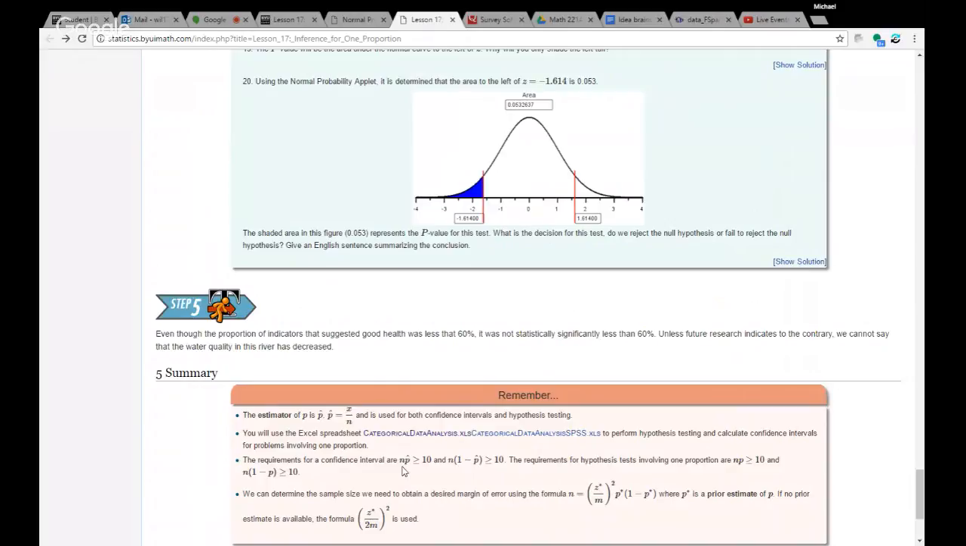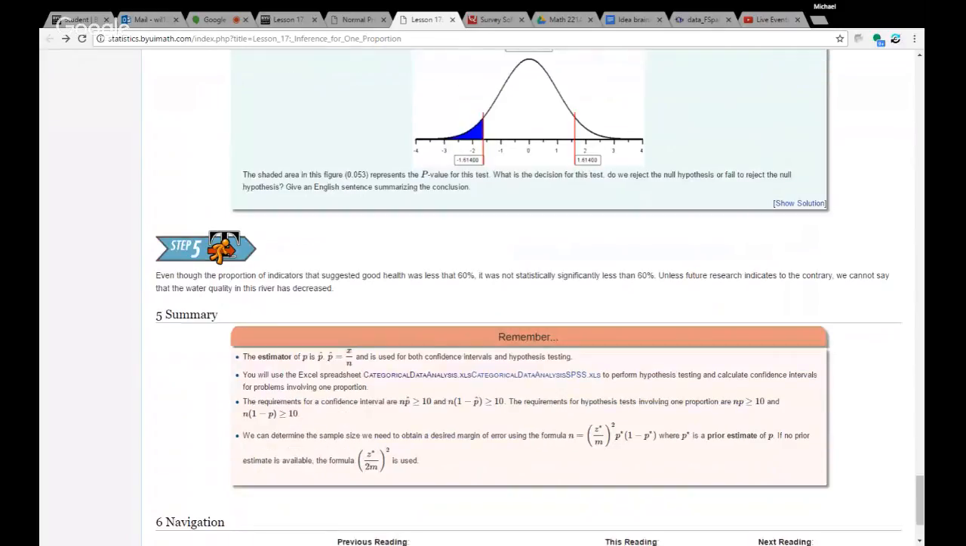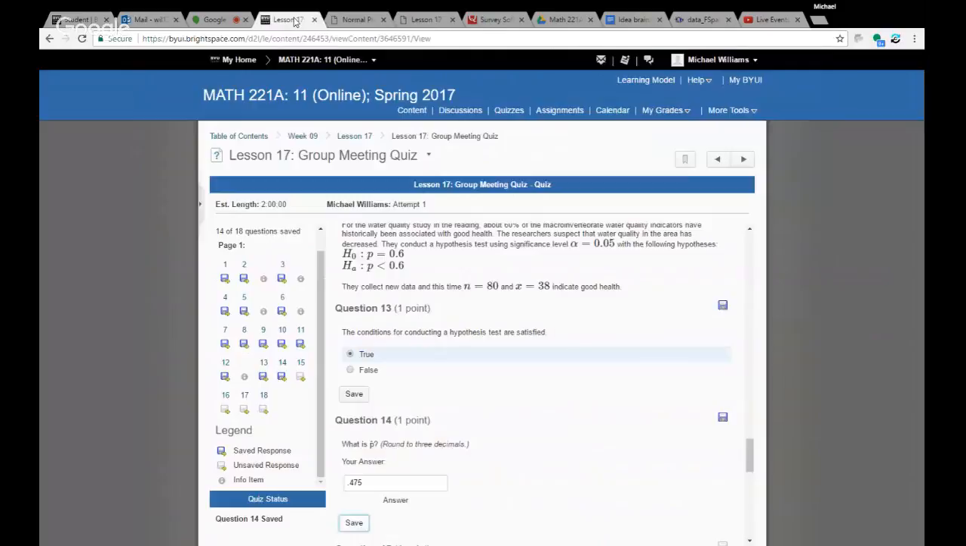You know what I'm saying? Yeah. If you look in the summary at the end, I think I'm screen sharing right now too. If you look at the requirements for a confidence interval, it's that it's greater than 10, and the other equation. Whereas the requirements for hypothesis tests are the same except it's not p hat, it's p in place of where they use p hat. And that is why the other question's first. We're supposed to use p, which is the 0.06.